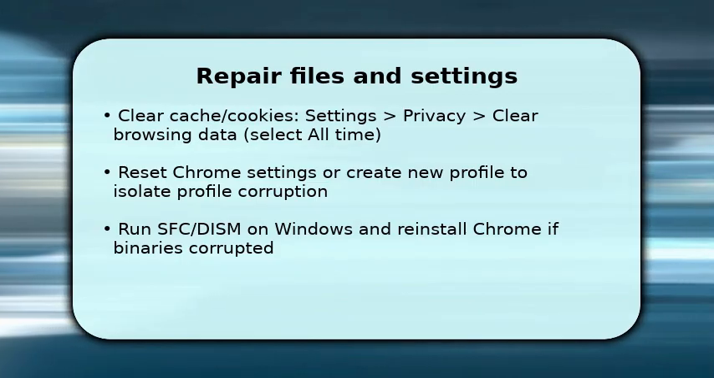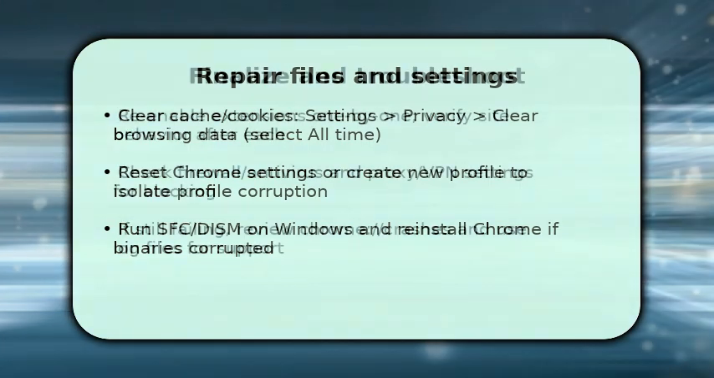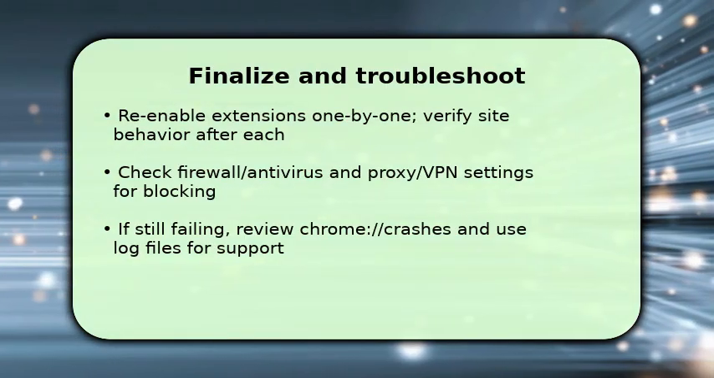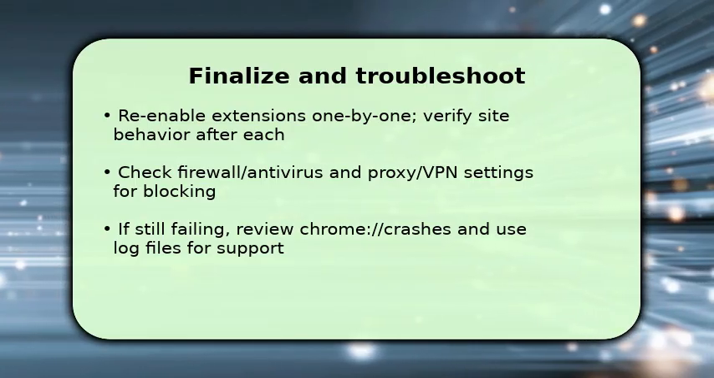If core binaries still misbehave, uninstall Chrome completely. Delete leftover user data, then reinstall the latest stable build to ensure clean binaries. To finish, re-enable extensions one at a time and test sites after each change so you can identify the offender.